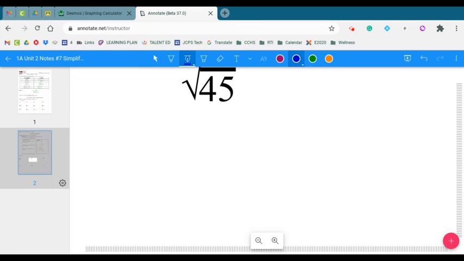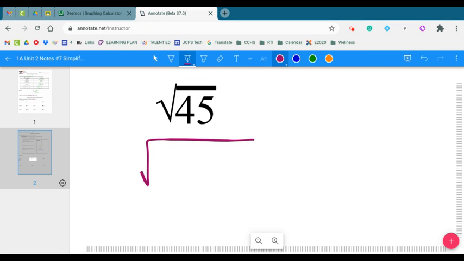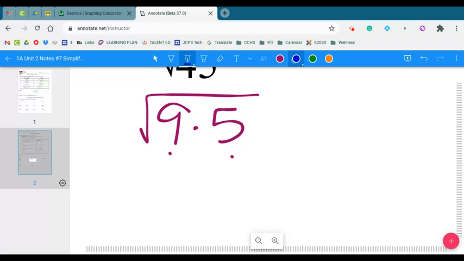Next one, 45. So think about what goes into 45. You have 7 and 5. No, 7 times 5 is 35. You have 9 and 5. Is 9 a perfect square? Yes. So 9 times 5. And then I want you to think, we know 9 is a perfect square, but is 5 a perfect square? No, 5 doesn't have a perfect square, so we are good. So we're going to do 3 square root of 5 because the square root of 9 is 3.